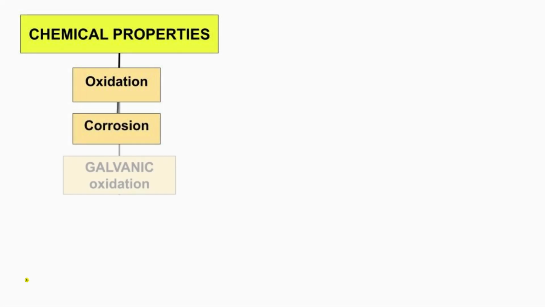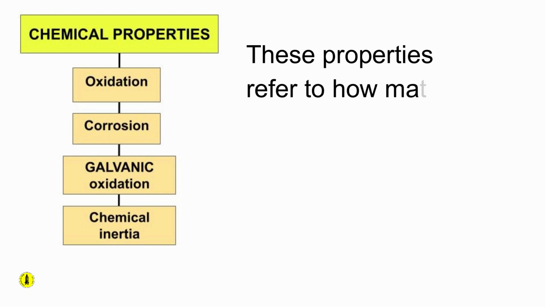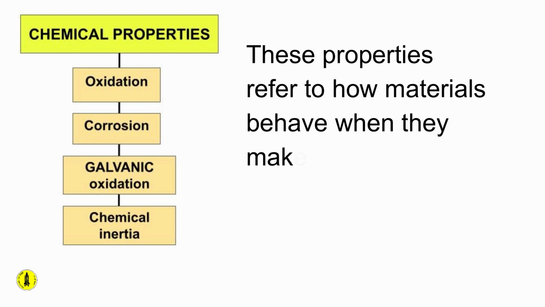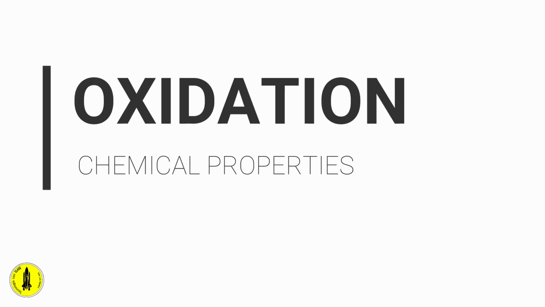Chemical properties. In this video, we are going to see chemical properties. These properties refer to how materials behave when they make contact with other chemical products. Oxidation.